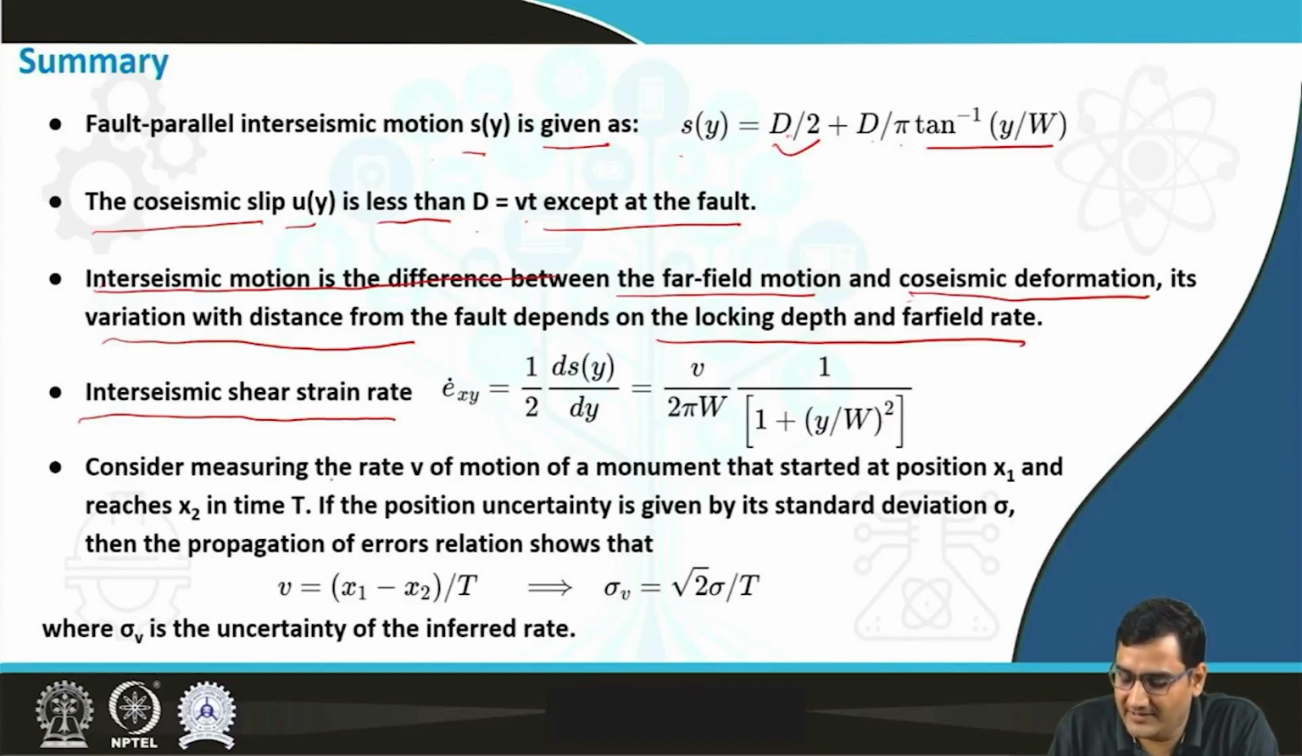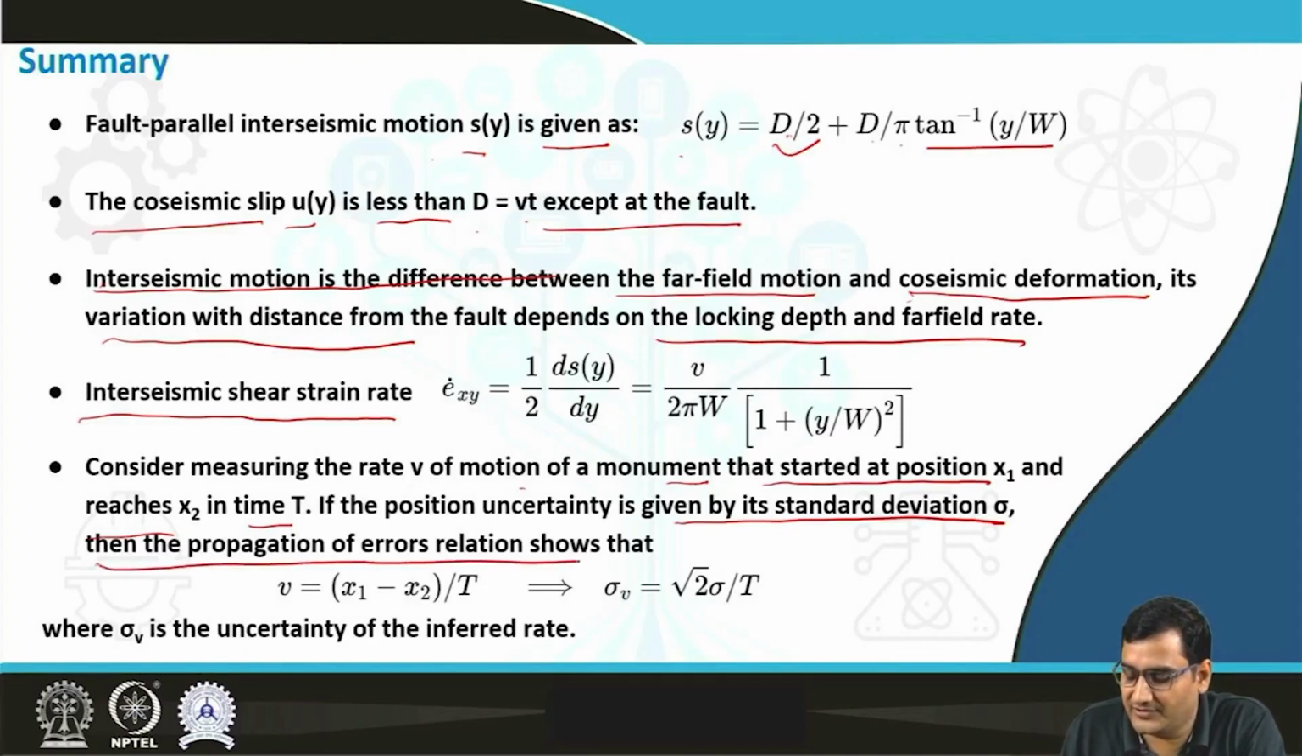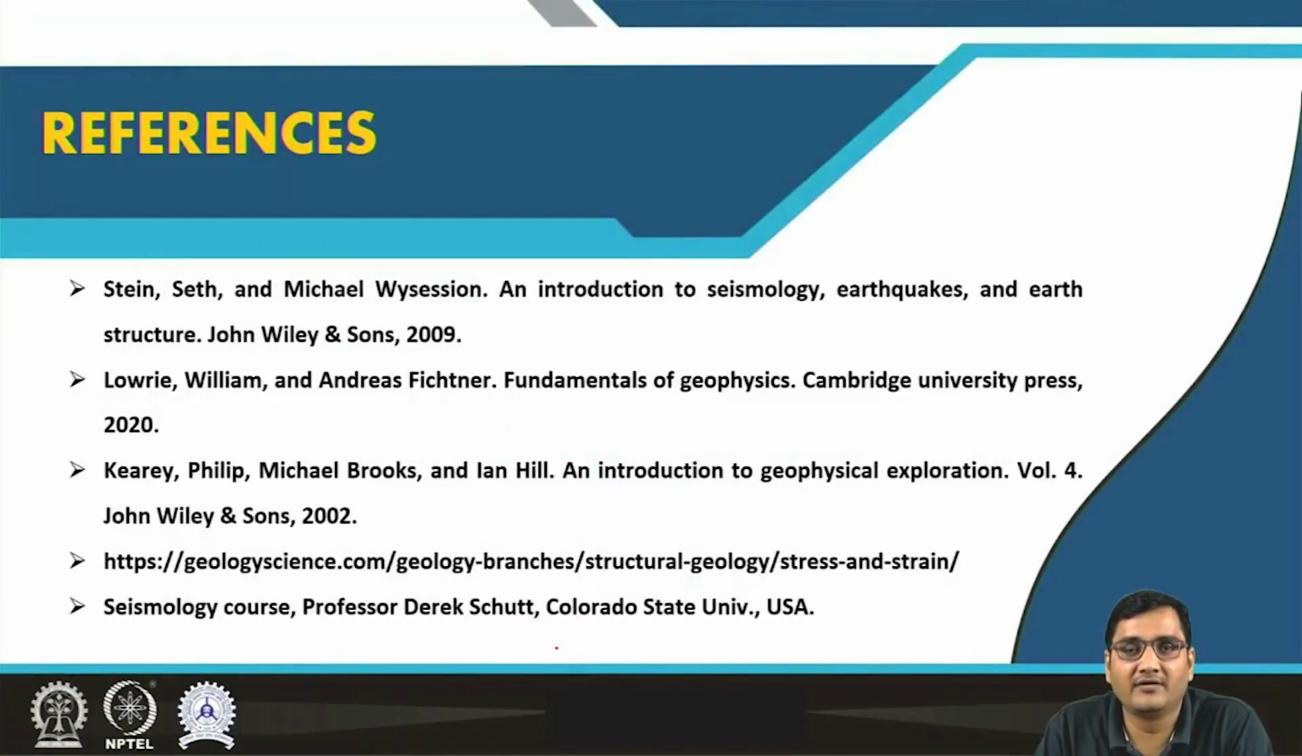Consider measuring the rate v of the motion of a monument that started at position x1 and reaches x2 in time capital T. If the position uncertainty is given by its standard deviation sigma, then the propagation of error relation shows that v is equal to (x2 minus x1) by T. That implies sigma v is equal to the square root of 2 times sigma by capital T, where sigma v is the uncertainty in the inferred rate. So these are the references.